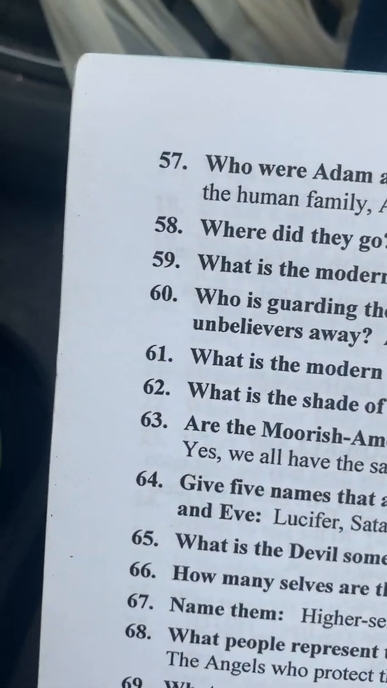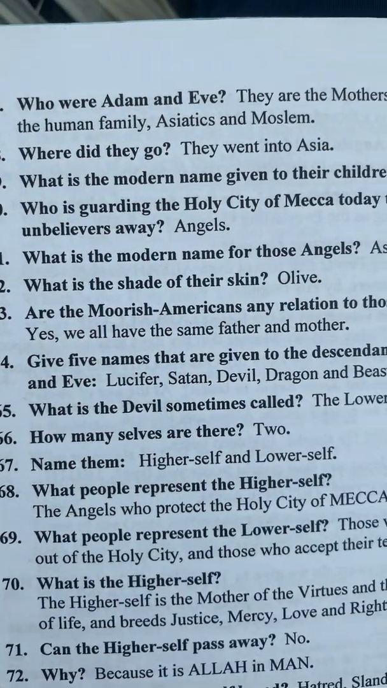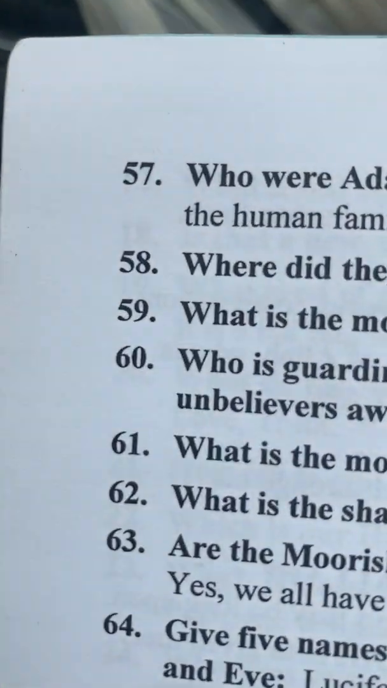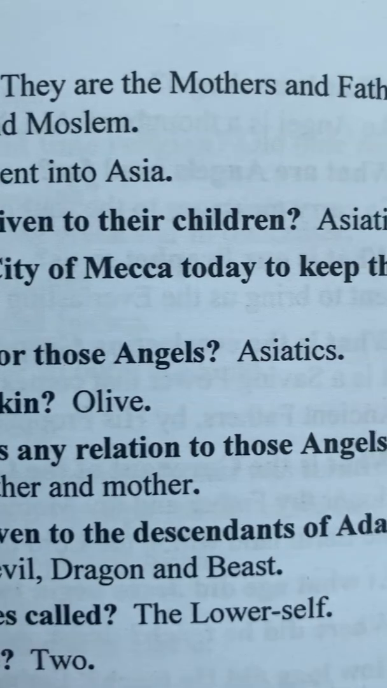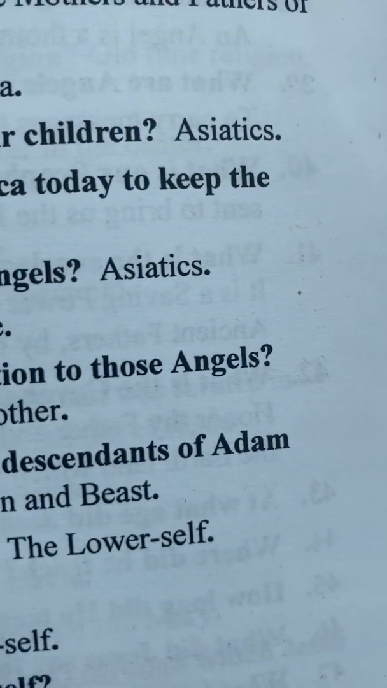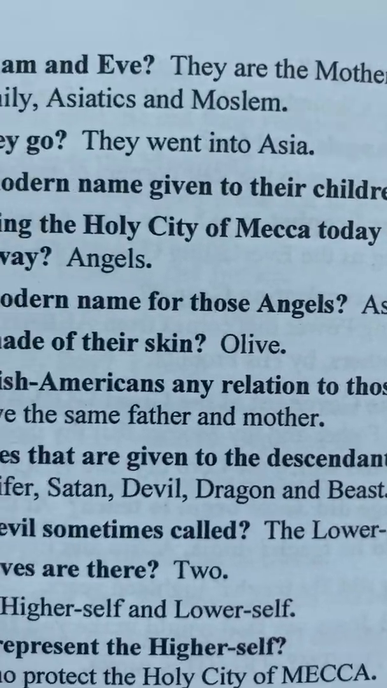61. This is an important question. 61 because that's 7. What is the modern name for those angels? Asiatics. So see how that happened? See what just happened right here? 61. He put you back into who you are. The angels. You Asiatics.